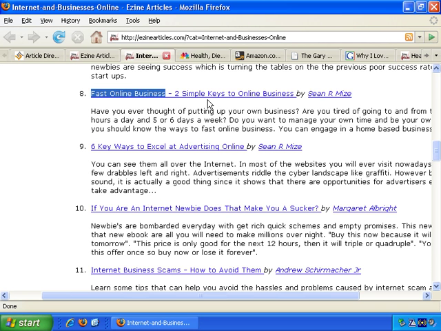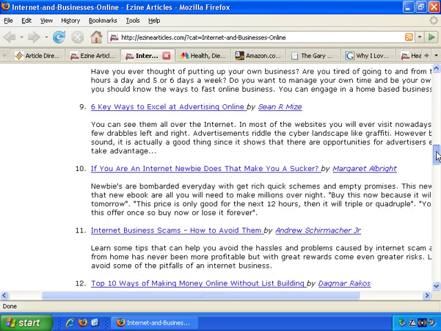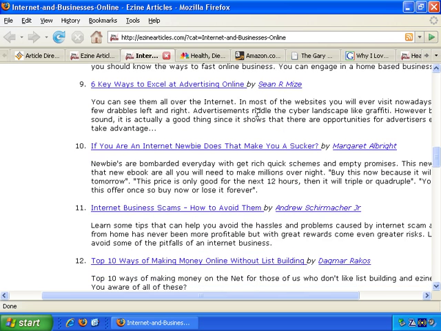Probably better to put 5 simple keys because people always want more. Of course, you don't want too much information, not 35 ways to succeed, but maybe 7 ways to succeed. But 2 ways doesn't sound like much of an article, so maybe between 5 and 10 is a better number. 6 key ways to excel at advertising online. Again, not bad.